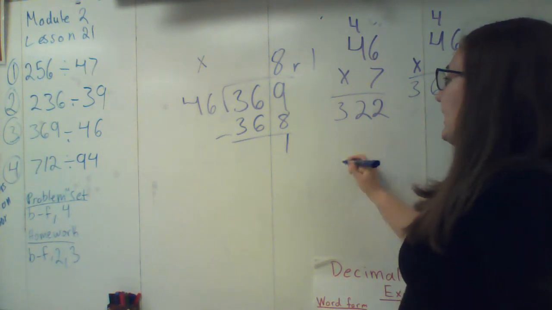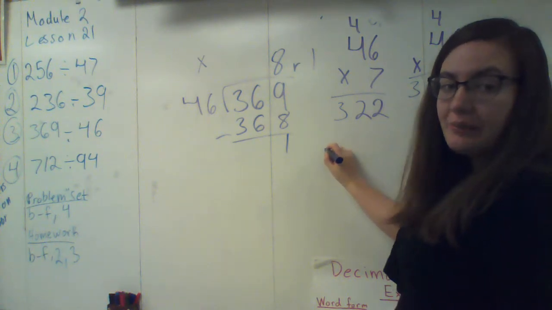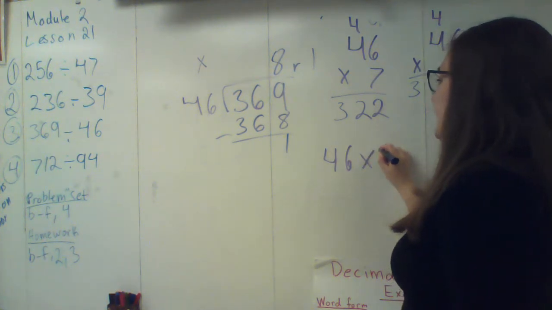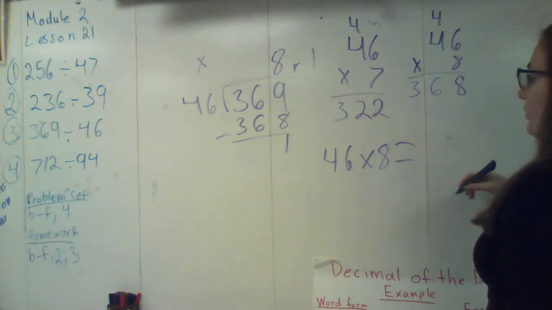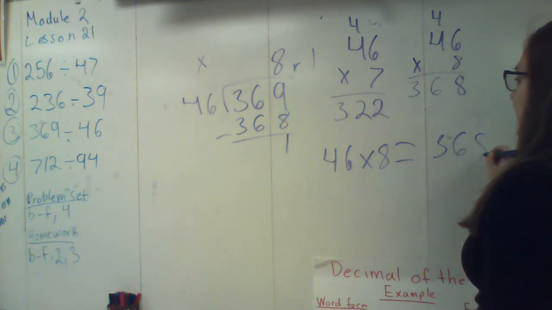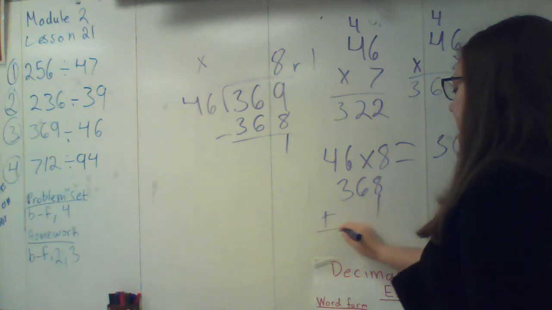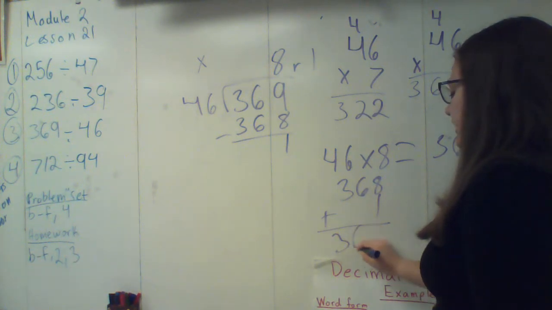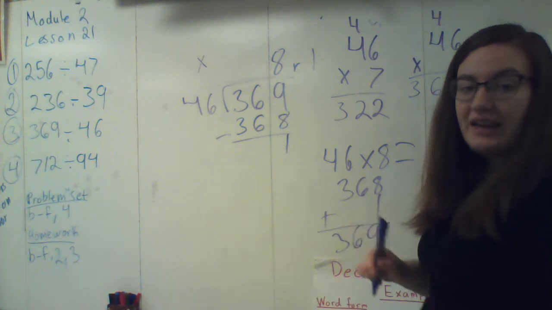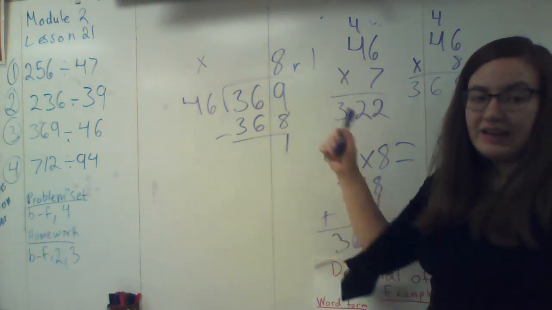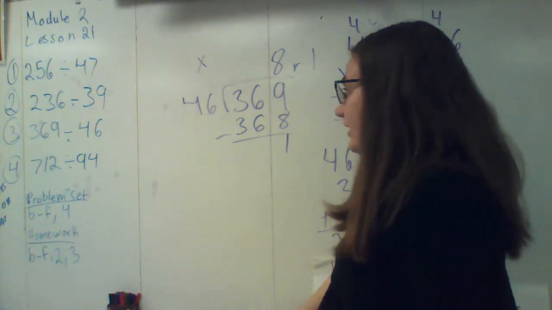Now, when I come back over here, I'm going to do my check step. So that would be 46 times 8, which equals 368. And then I'll do 368 plus 1, which is 369. And that would be my final answer because I can tell that it matches up there.